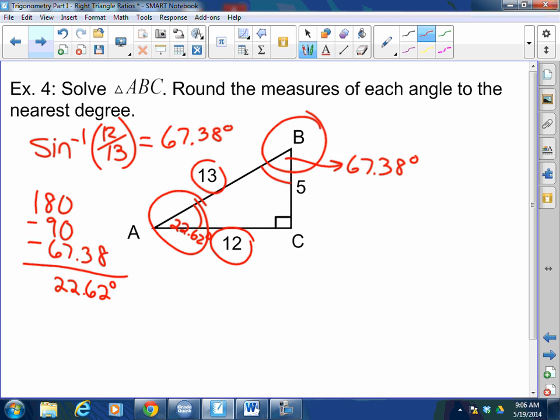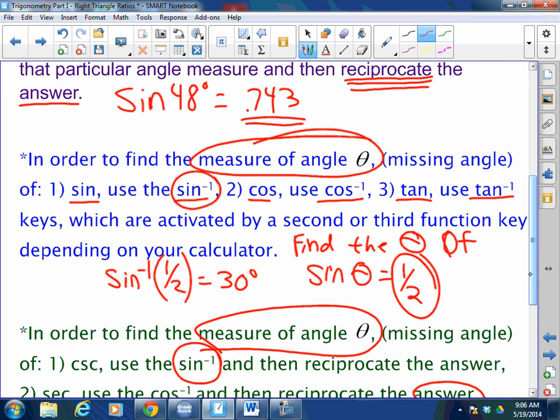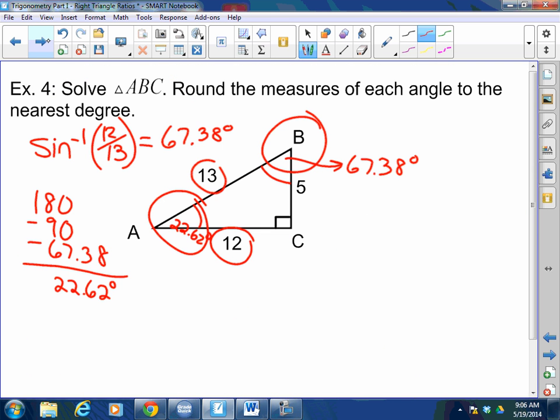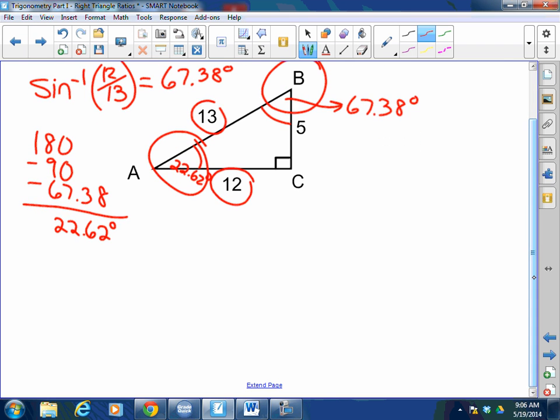Why did I use the inverse? Can anyone answer that question for me? What is the inverse used for? Say it out loud. It's the measure of the angle. Did I have the angle measure there, my brother? No, thank you so much. Does that make sense? Okay.